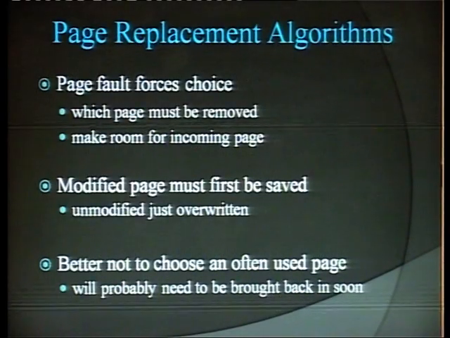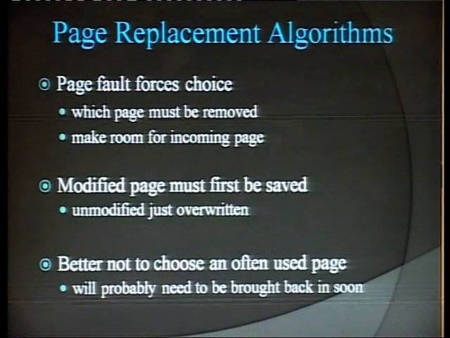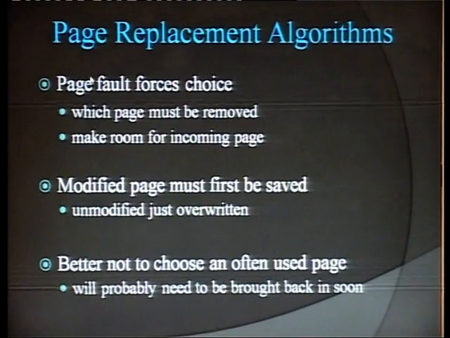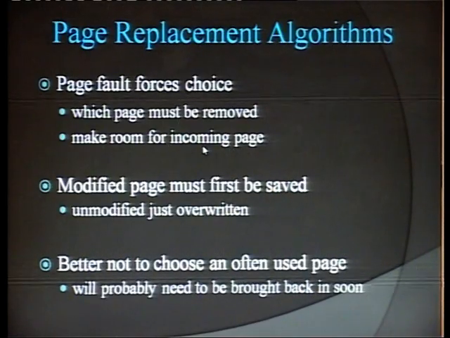So how do we replace pages in main memory? There are a number of algorithms. A page fault forces a choice of which page must be removed to make room for the incoming process. That means deciding which page is going to be replaced with the new process.